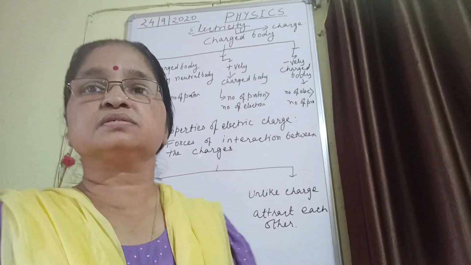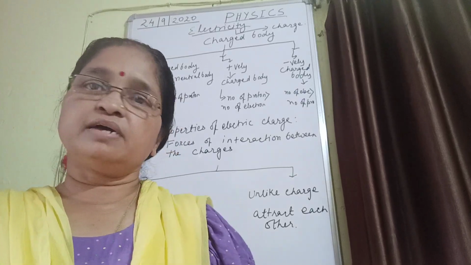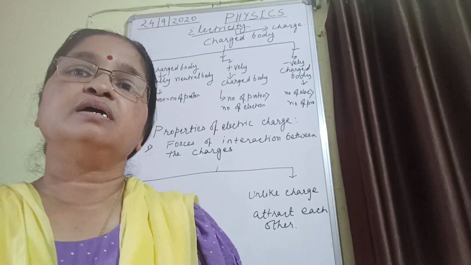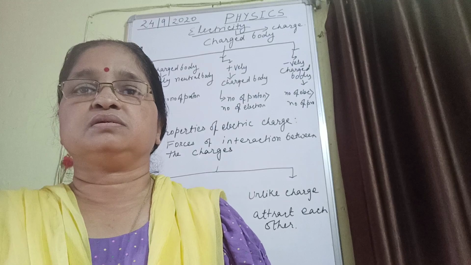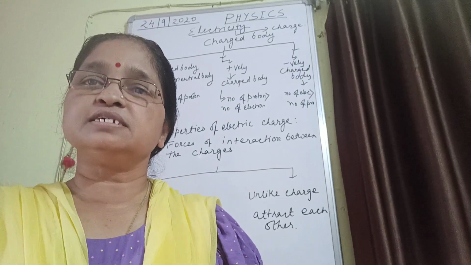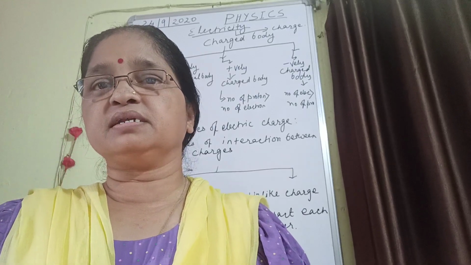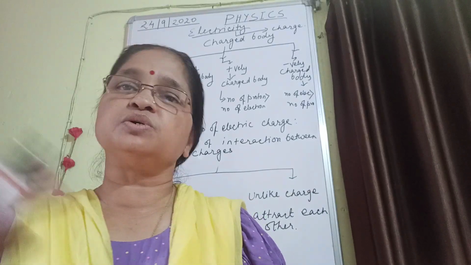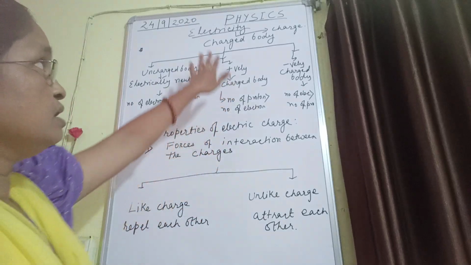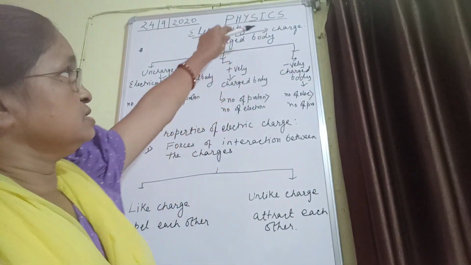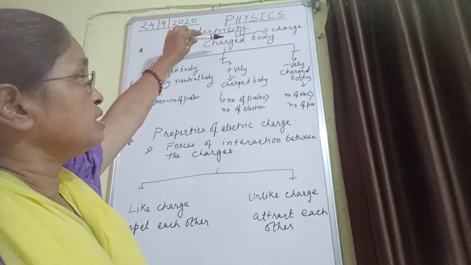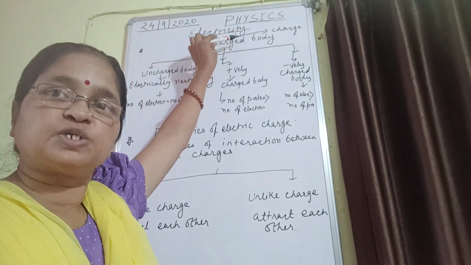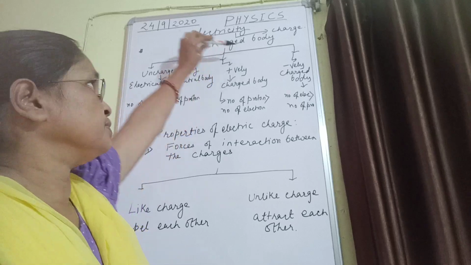Good morning, students. Yesterday we started electricity and studied charge. We learned that charge is an internal property of matter which gives rise to electricity. So let us proceed to charges. Now you see, charge, and then we come to charged body. Which body is said to be a charged body?